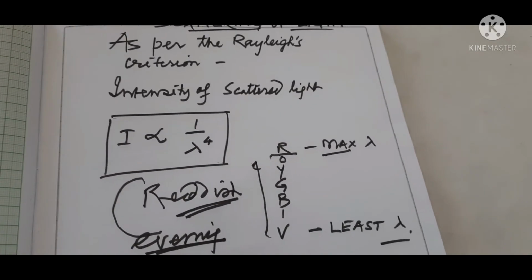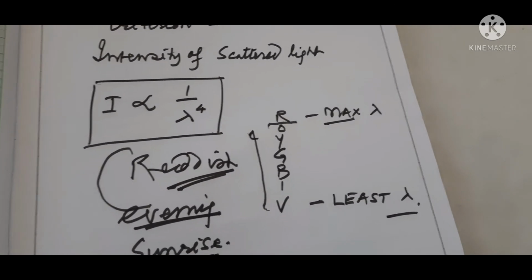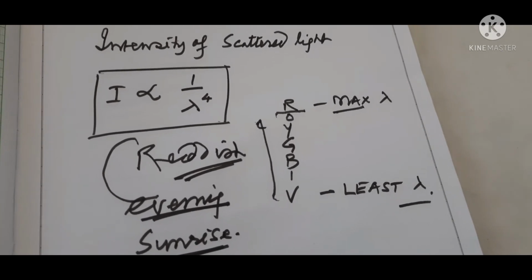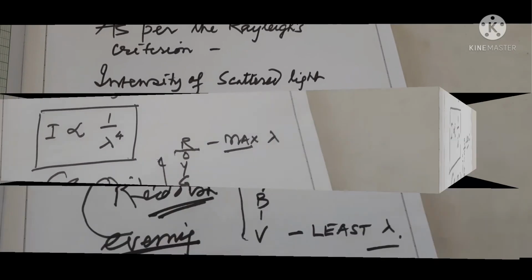And it is only for the small scatterer, not the big scatterer, small scatterer like the size of small particles, small droplets, etc., small molecules present in the atmosphere, like that.